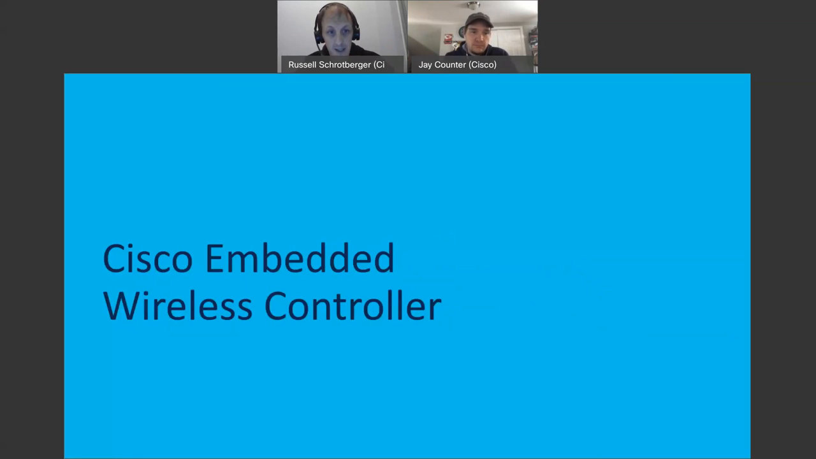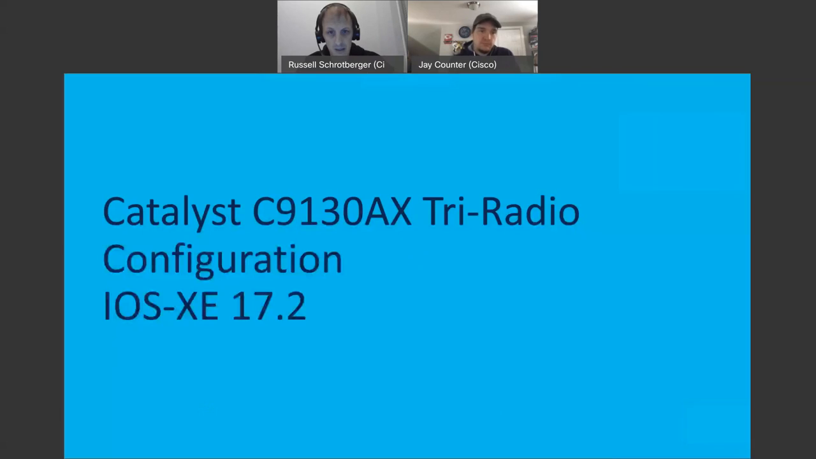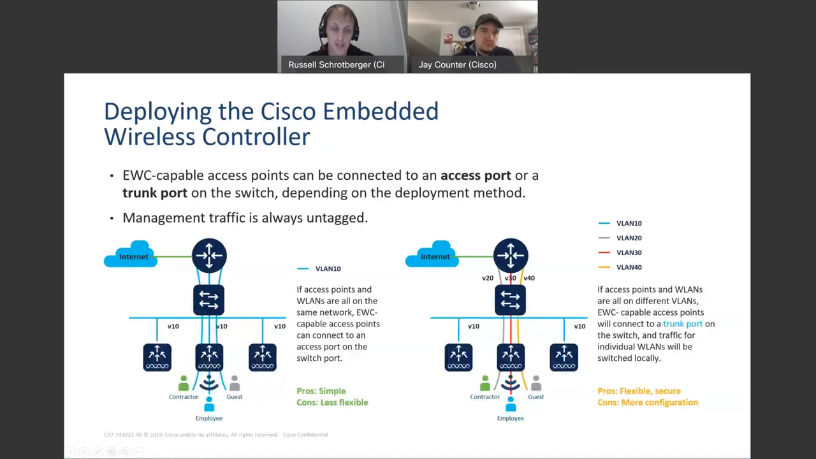All right. Now we're going to hit on the embedded controller a little bit more. I'm going to go backwards because I skipped. I just wanted to hit on this briefly. Like Jay and I were talking, this is kind of two different ways that you can do it. You can have an access port or a trunk port on the AP itself based on requirements, right?